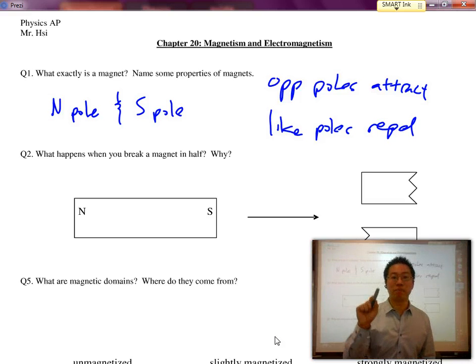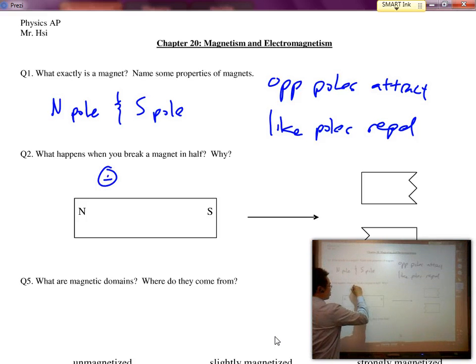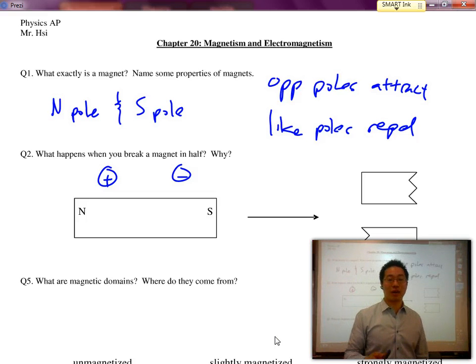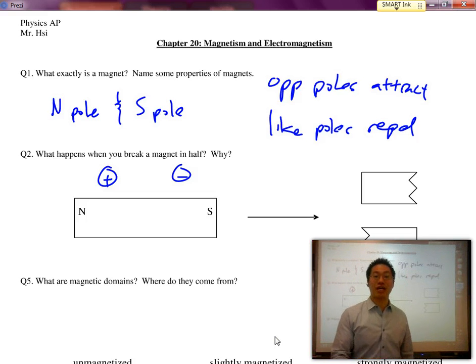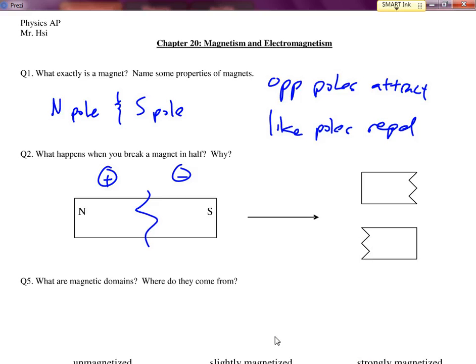In fact, the biggest difference is that with electrostatics, you can have a positive charge or a negative charge based on whether an object is either missing electrons or has too many electrons. But with a magnet, if you took a bar magnet and you broke it in half, you simply end up with two new bar magnets. In other words, every single magnet has to be a dipole. It has to have both the north and the south pole.